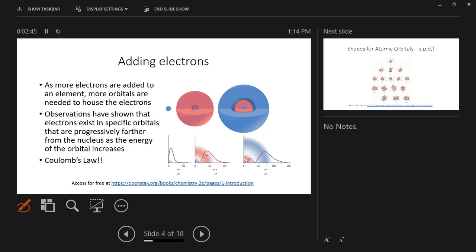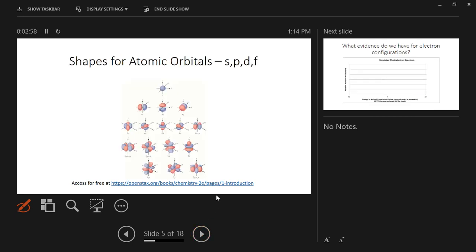And this is because of Coulomb's law, right? As electrons get farther away from the nucleus, they are higher in energy because they are farther away from that attractive force. So this gives us the shapes of the different types of orbitals.